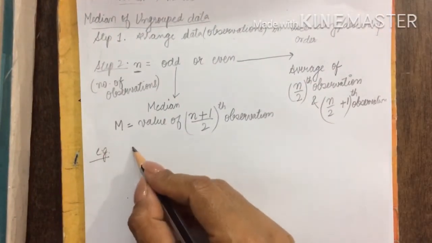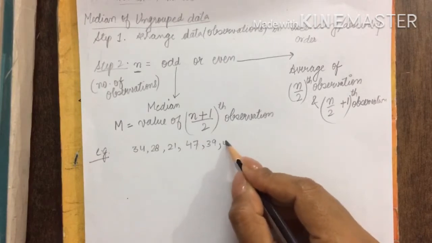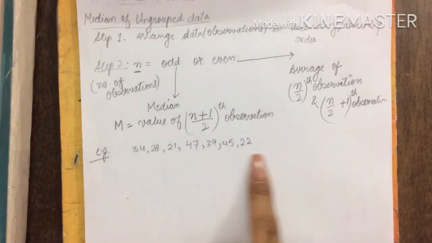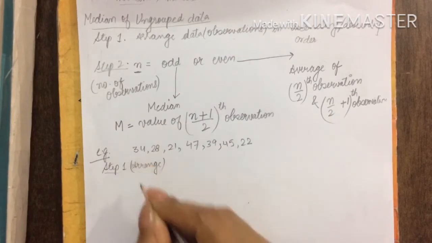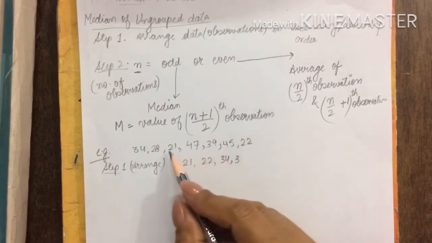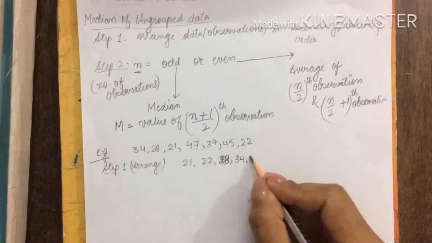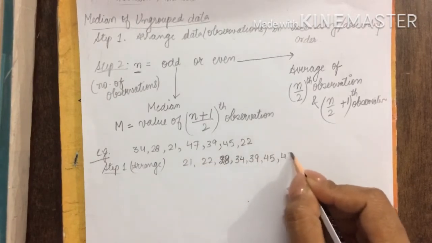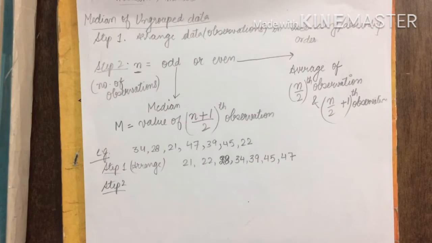Let us say you've been given some values: 34, 28, 21, 47, 39, 45 and 22. Now this is ungrouped data, and if you look closely, this is actually an individual series because all the values are appearing just once. So first step, I want to arrange my observations in ascending order. So 21, 22, 28, then 34, 39, 45 and 47.